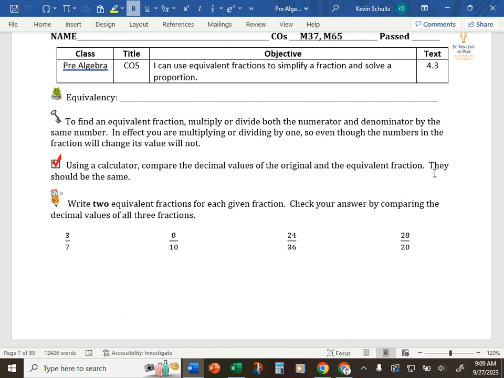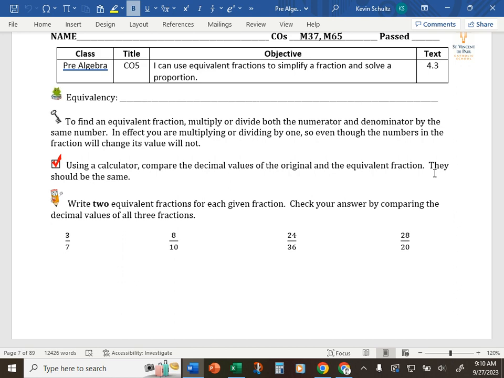Fractions to simplify a fraction and solve a proportion. I know you've done this before because solving a proportion was on your entrance exam. You did learn it in Math 6, so this is going to be another one of those review, just get back into it objectives. Whereas last year, simplifying fractions and proportions were separate objectives. This year, they're the same one.